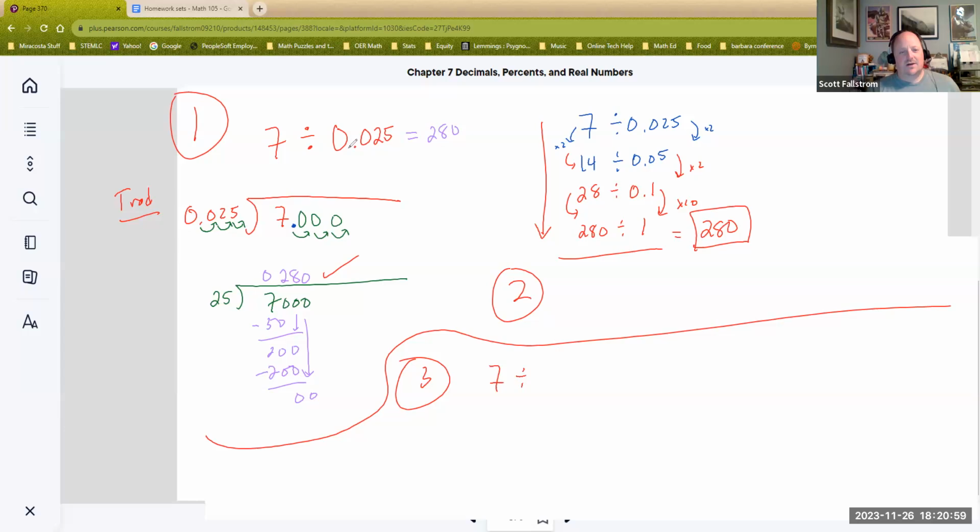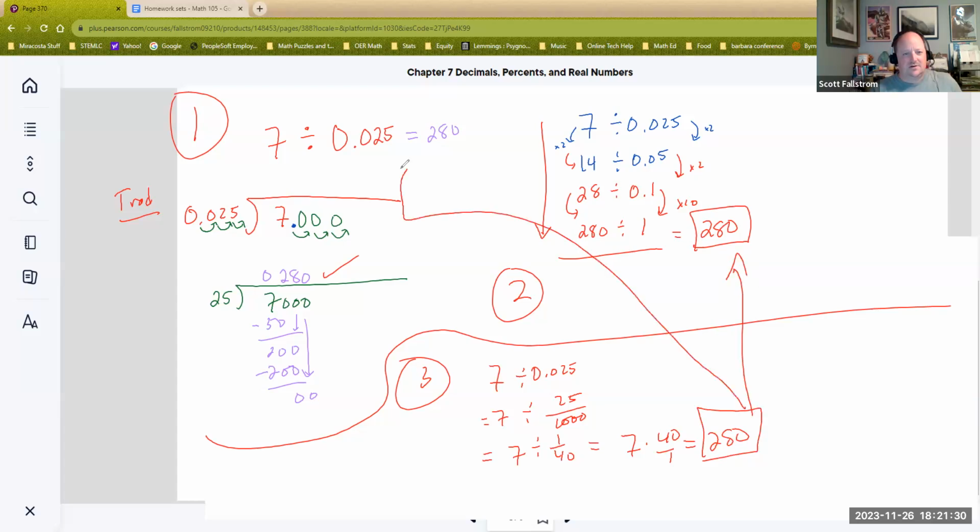7 divided by 0.025 becomes 7 divided by 25 over 1,000, 3 decimal places. Let me simplify this a little bit. 25 goes into 1,000 40 times, so that's divided by 1/40th. So that means it's 7 times 40 over 1, which is 280. And you can see it matches.